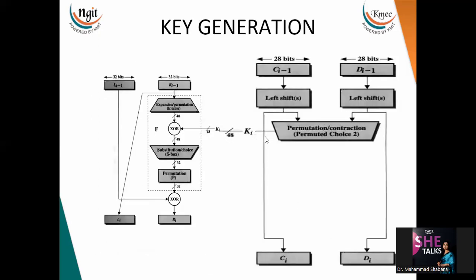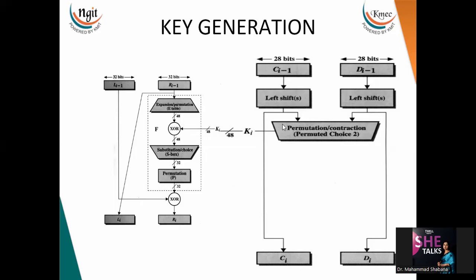So this is about the key generation process. In the key generation process of the Data Encryption Standard, the process generates 16 round keys, K1, K2, K3, and so on up to K16, each of 48 bits from the original 64-bit key.